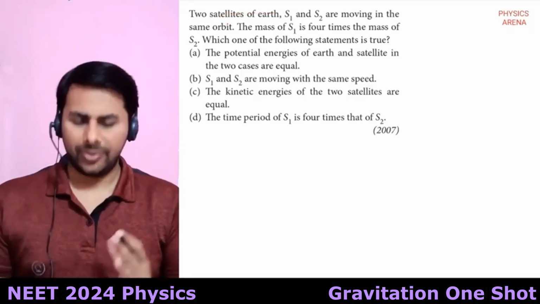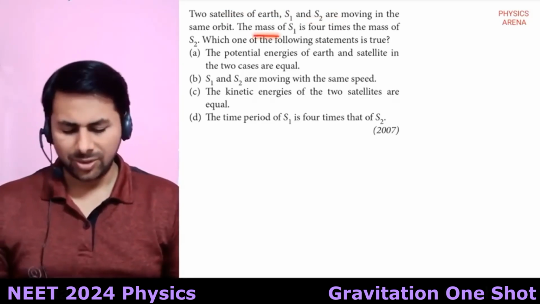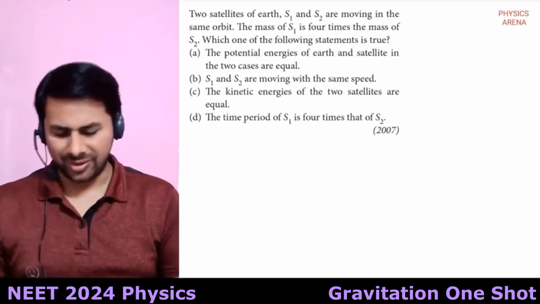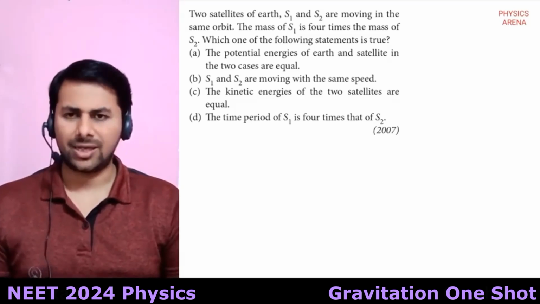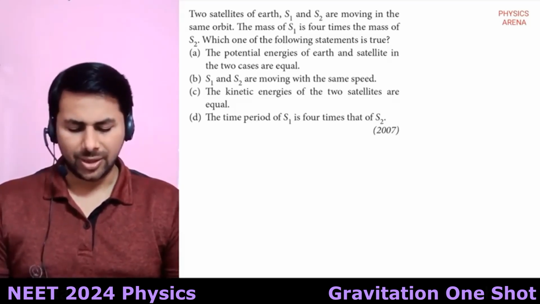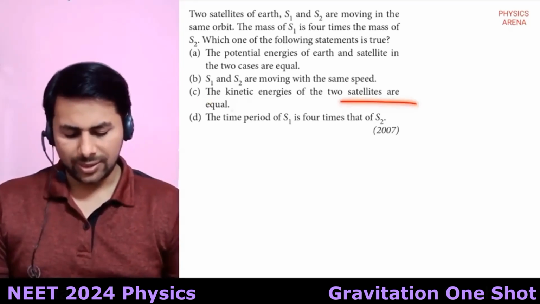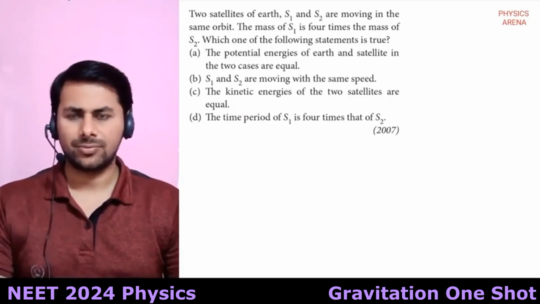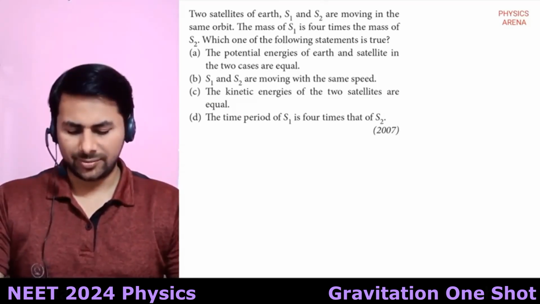Two satellites of Earth, S1 and S2, are moving in the same orbit. The mass of S1 is 4 times the mass of S2. Which of the following statements is true? Potential energies of Earth and satellite in the two cases are equal. S1 and S2 are moving with the same speed. The kinetic energies of the two satellites are equal. The time period of S1 is 4 times that of S2. Tell me, which one is correct?